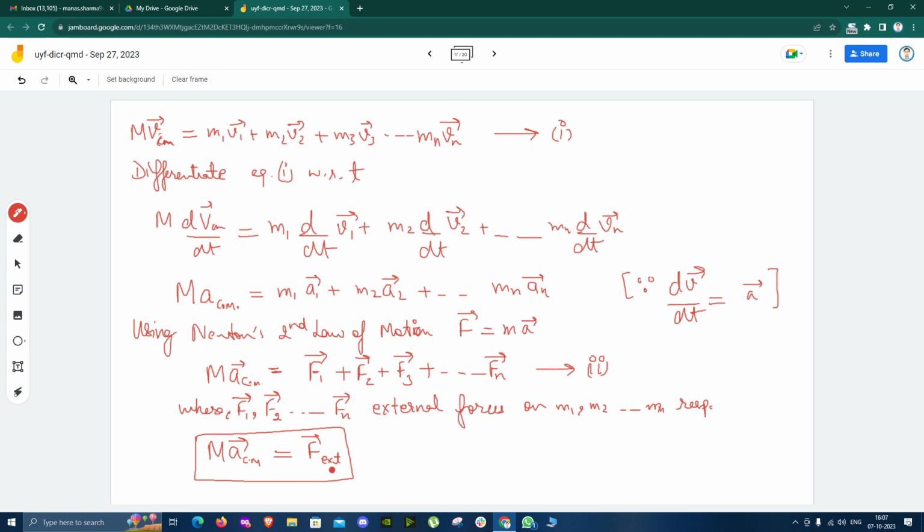So the center of mass of a particle system moves as if the whole mass of the system were concentrated at the position of the center of mass and all the external forces were applied at the center of mass. F1, F2, Fn are working in such a way that as if one force, F external, was working on the point of the center of mass. So this is how we explain the motion of a center of mass. Now let's understand it in more detail with a few examples.